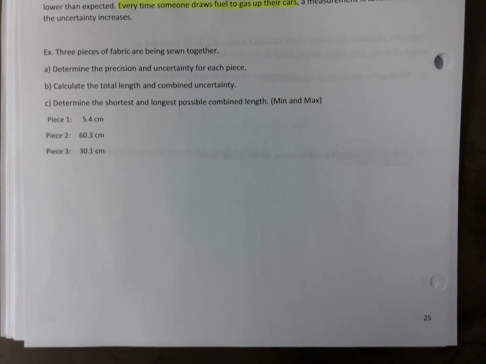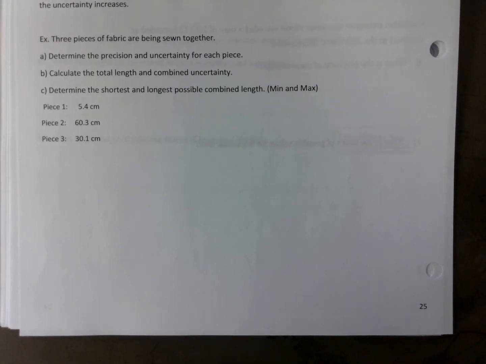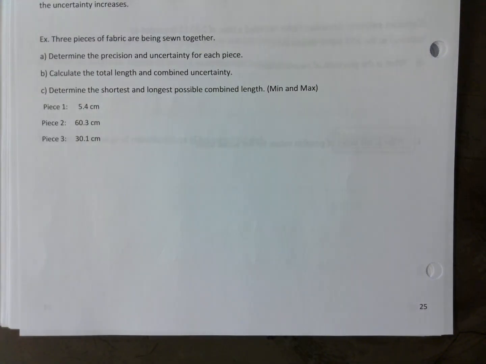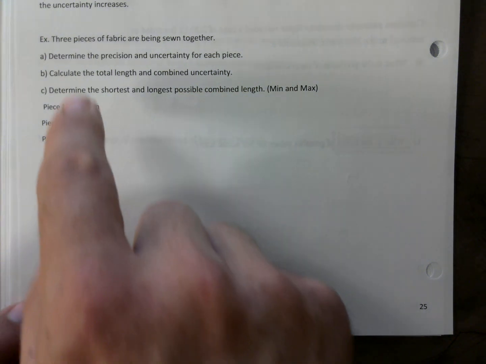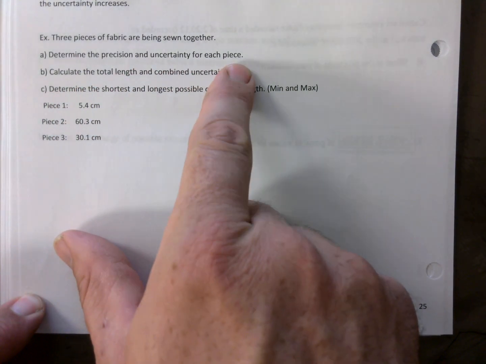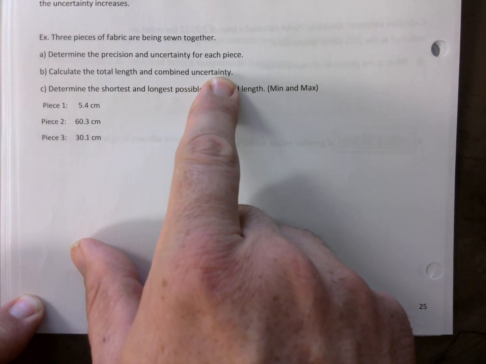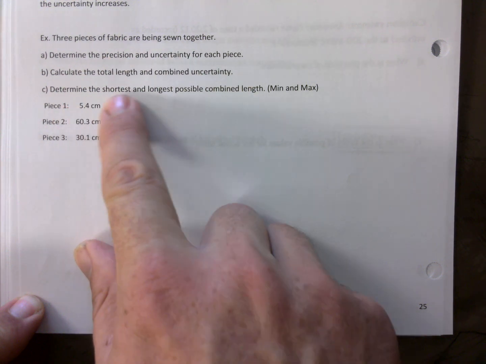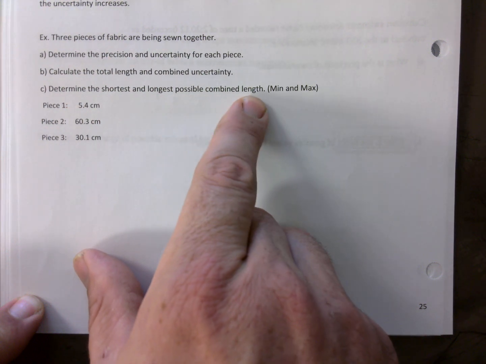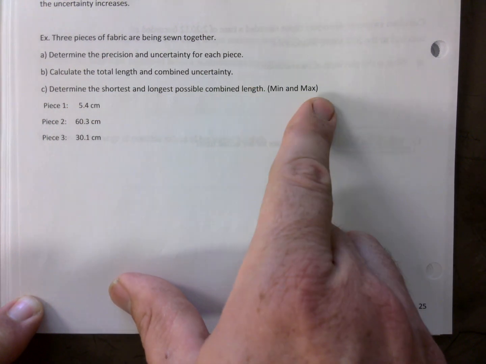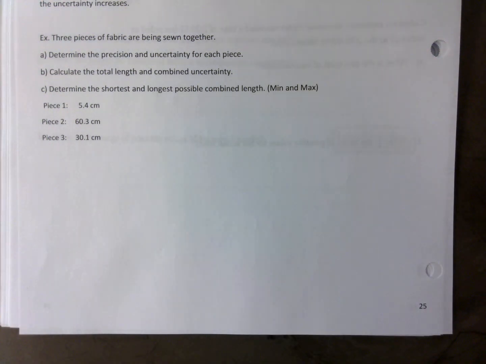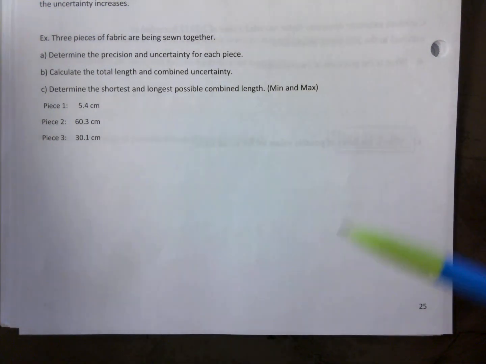So let's put this into practice. Three pieces of fabric are being sewn together. A, determine the precision and uncertainty for each piece. B, calculate the total length and the combined uncertainty. Then determine the shortest and longest possible combined length, min and max. So there's going to be a little overlap of what we've been doing so far.